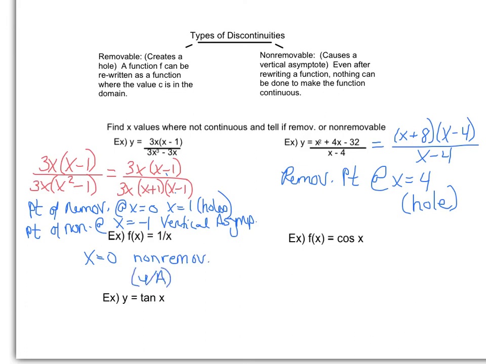F of x equals cosine of x. If you think about the cosine of x function, it's going to be that wave function. Since I never pick my pencil up, I don't have any holes, I don't have any vertical asymptotes. When I'm asked to determine where this is not continuous, this is a continuous function. I'm going to go ahead and say always continuous.